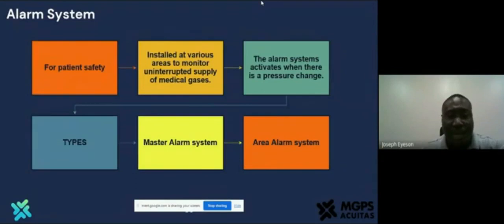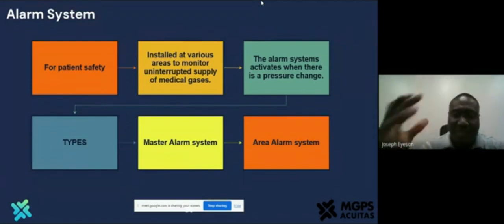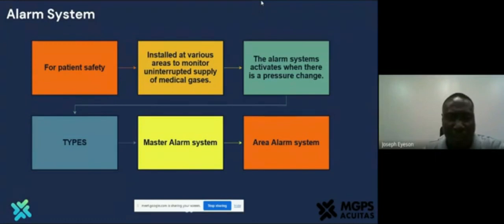For the alarm system, there are two main types. It could be a master alarm, or it could be an area alarm. Area alarms are meant for areas, and master alarms are meant for the technical department or technical areas, whereby the head of biomedical engineering, or the head of technical or maintenance, oversees whatever is happening within the facility. So it is important to know the types.